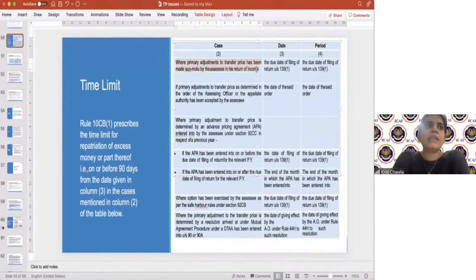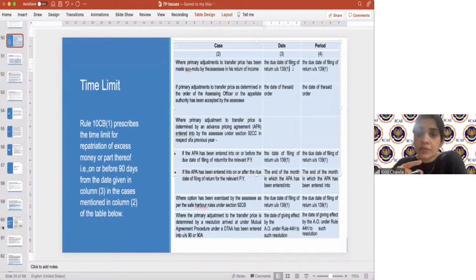Meaning to say that in our example of secondary adjustment, the amount of repatriation is going to be 40 crores. Now, if this 40 crore is accepted by the assessee, then they'll have to repatriate this amount of 40 crores within 90 days of the due date of filing return of income under 139(1). So, within 90 days of the due date of filing return of income.